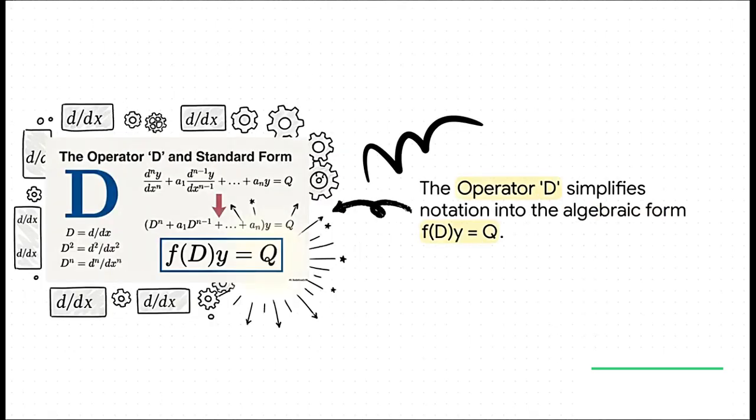Now, here is our secret weapon. This is our most powerful tool for this whole process, the operator D. Seriously, instead of writing out those long, clunky derivative notations, we just let the letter D stand in for d/dx. So D squared is the second derivative, D cubed is the third, and so on. The magic here is that it transforms a really messy-looking equation into this beautiful, simple algebraic form, f(D)y equals Q. This one simplification is the key that unlocks everything else.